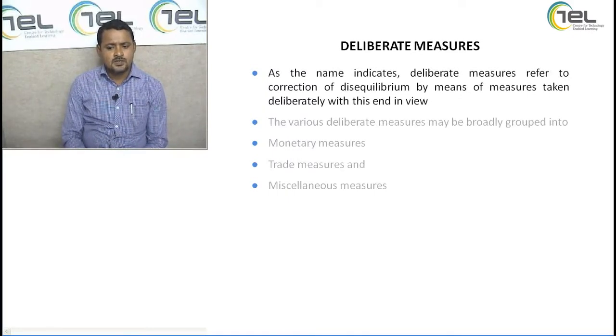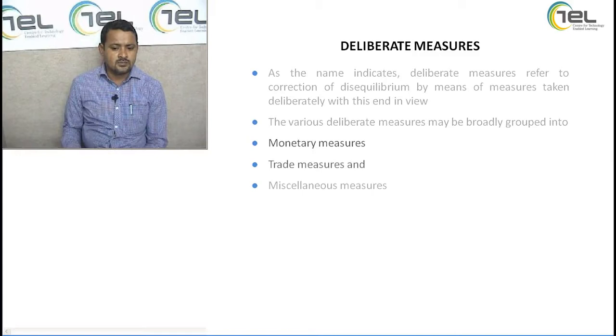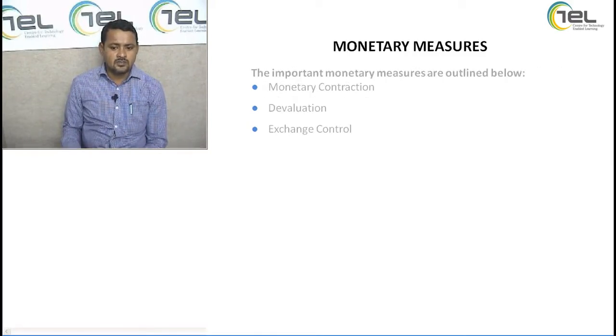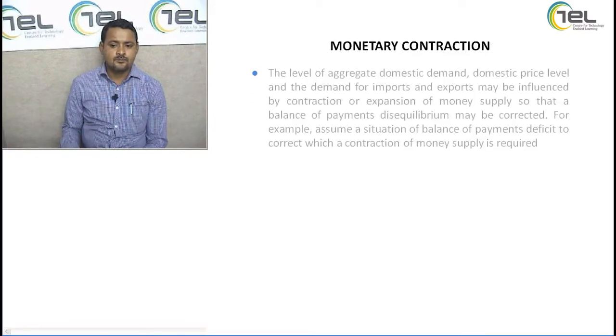The deliberate measures, on the other hand, are methods which can be taken by monetary authorities, trade authorities and the government. Three methods are normally there: monetary measures, trade measures and miscellaneous measures. The first of the measures is monetary measures. One of the methods is monetary contraction, the second is devaluation, and the third is exchange control.